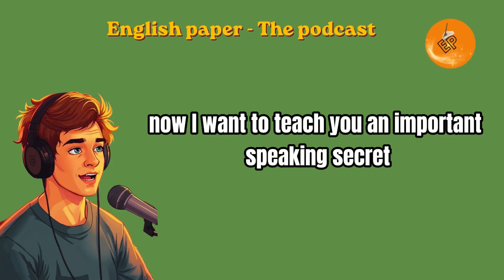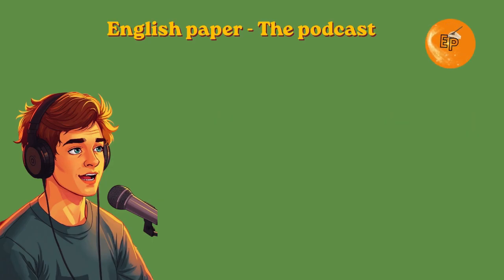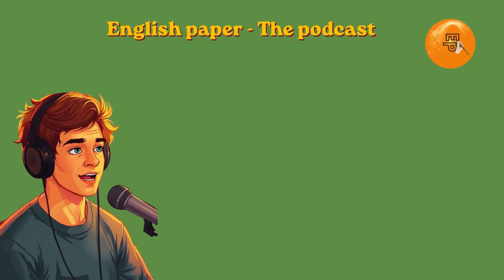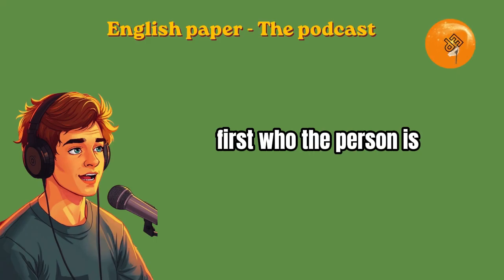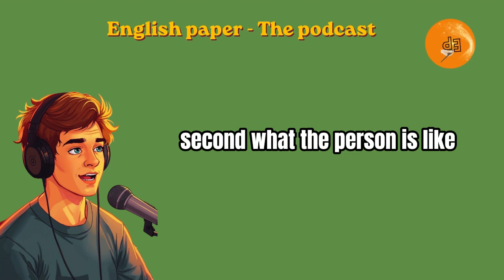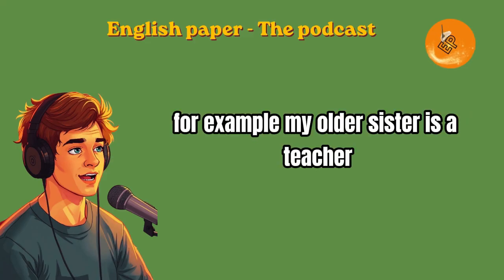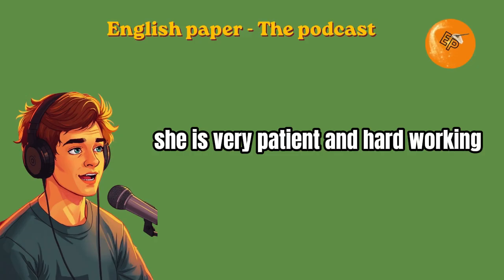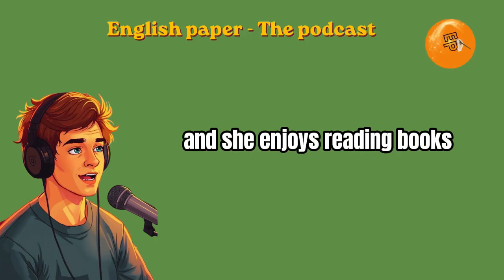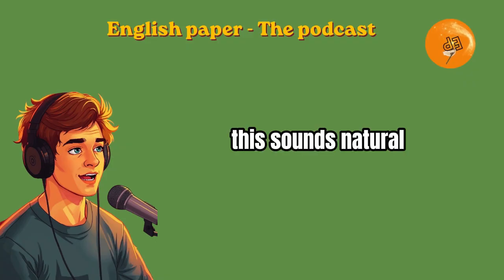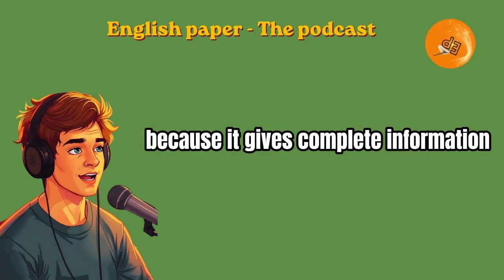Now I want to teach you an important speaking secret. When talking about family, try to include 3 things. First, who the person is. Second, what the person is like. Third, what the person enjoys doing, or what the person does. For example, my older sister is a teacher. She is very patient and hardworking, and she enjoys reading books and helping children learn. This sounds natural because it gives complete information.